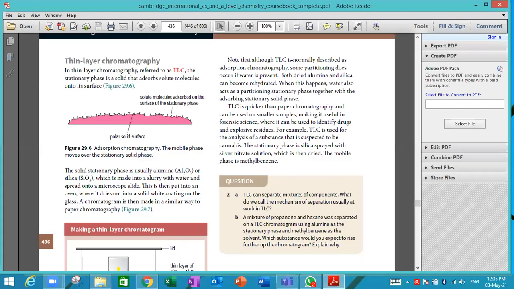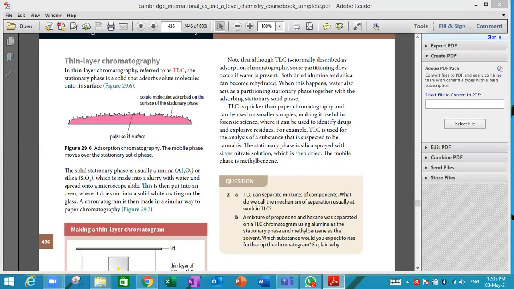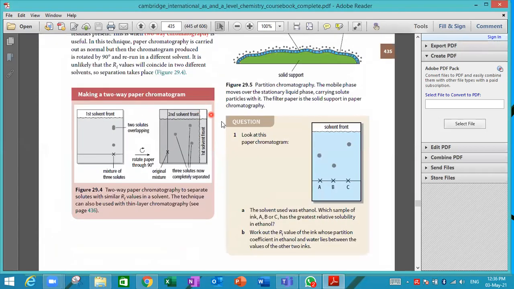Okay, so we start today the thin layer chromatography. Now, the thin layer chromatography is exactly like the paper chromatography, but it has two differences.